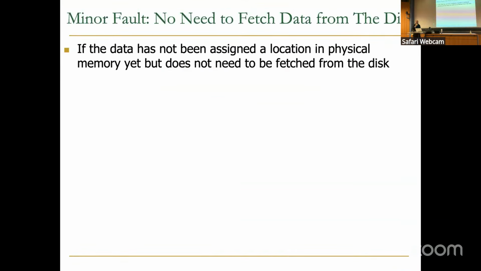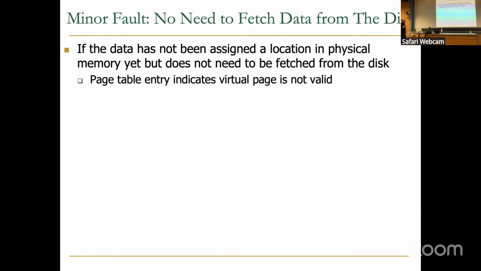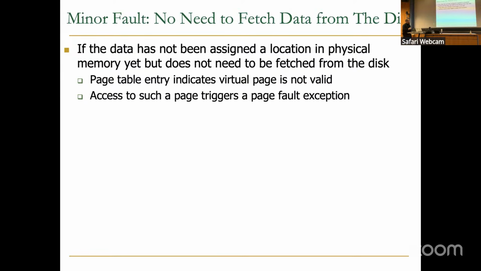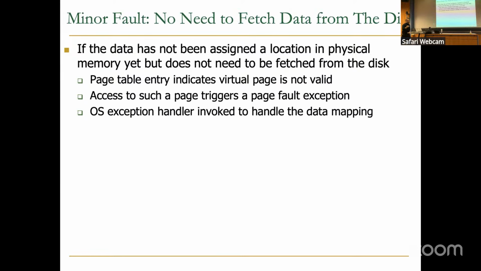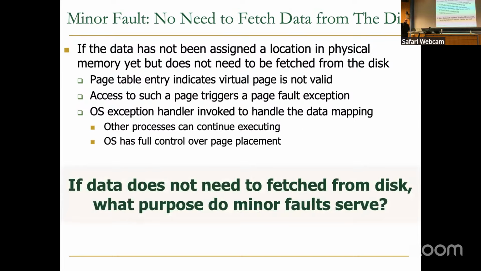So if the data has not been assigned a location in physical memory, but also it's not on the disk, then the page table entry indicates that the virtual page is not valid, and the access to such a page triggers the page fault exception. So the OS is invoked to handle the data mapping. Other processes can execute, right? My process is stalled. And the OS has full control over the page placement. It can place the page wherever it wants.